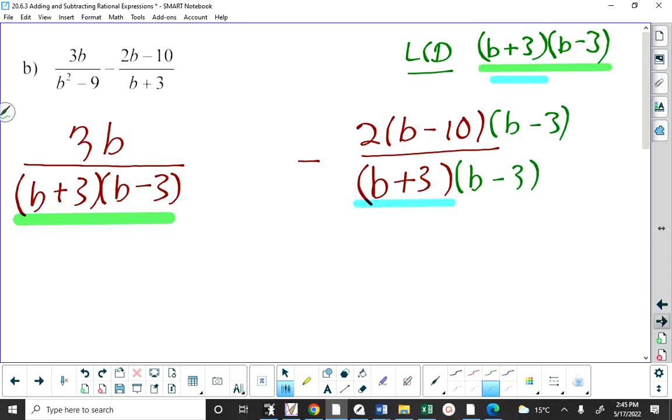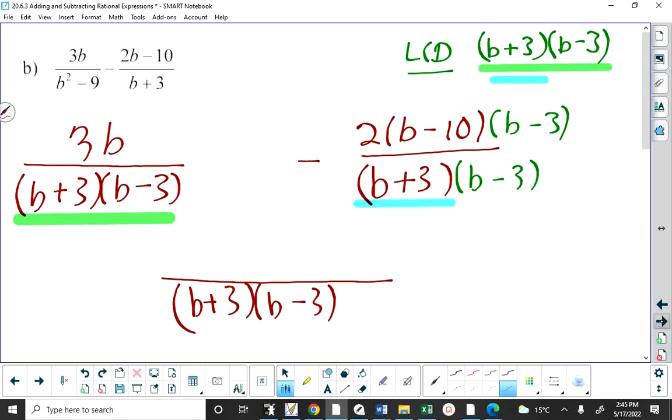And we can put these together now. This is over b plus 3, b minus 3, and we have 3b minus 2 times b minus, that's not b minus 10, is it? It's b minus 5. We'll see, Zoe. I factored the 2 out, and I wrote 10 here. This is a 5. And then times b minus 3.